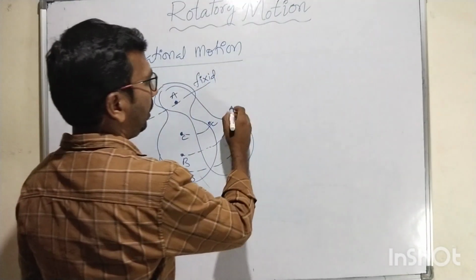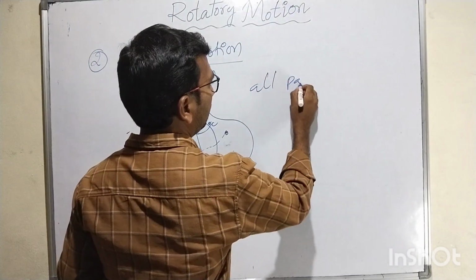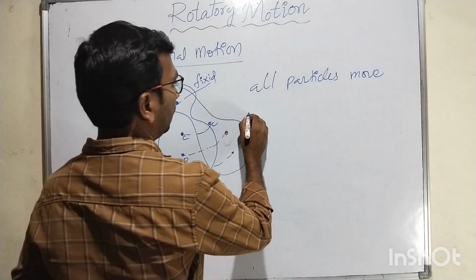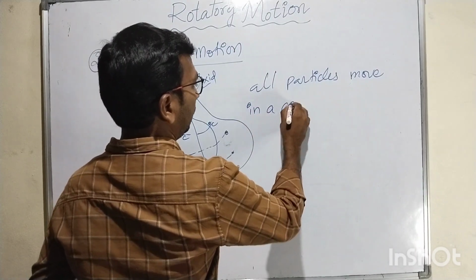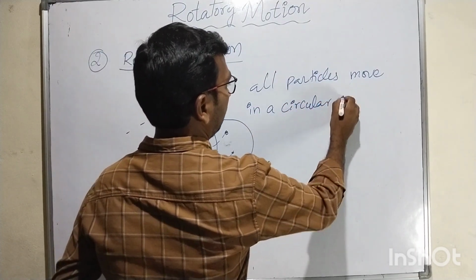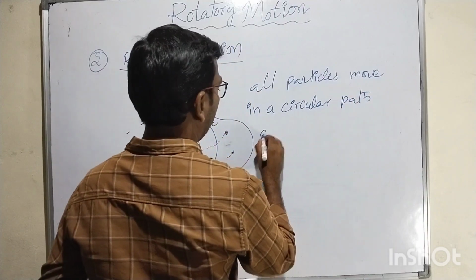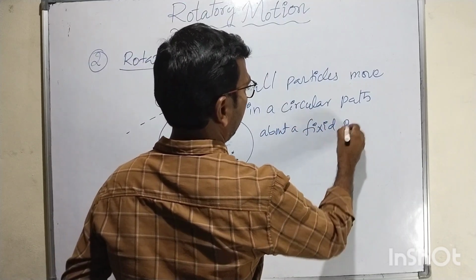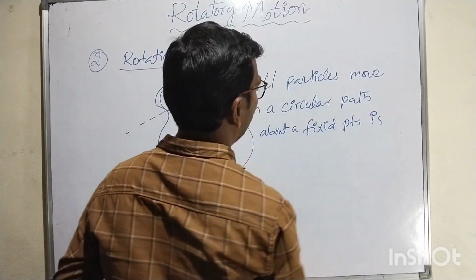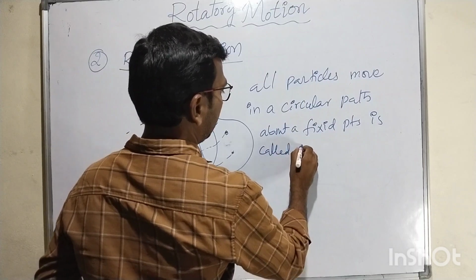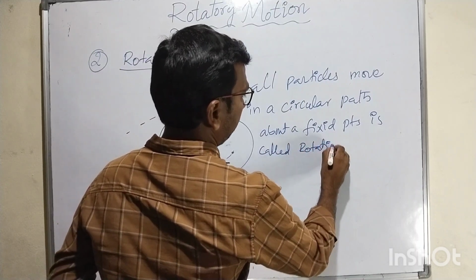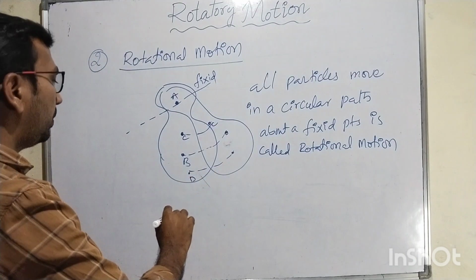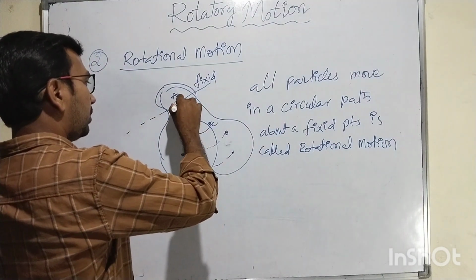Rotational motion. Where all particles move in a circular path about a fixed point is called rotational motion.